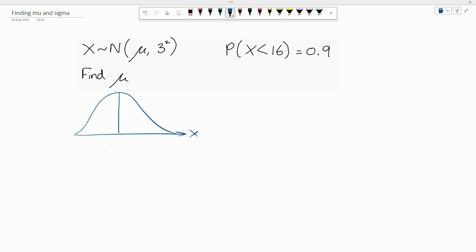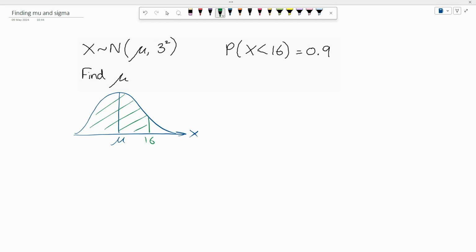And here we have our first problem. We don't know what the mean is. We know the standard deviation is 3. But we have this extra bit of information which tells us everything below 16 has got to be probability of 0.9. So that's why I know 16 is on the right hand side of the mean, because everything to the left of it has to be 0.9. So it has to be most of the area of the curve.